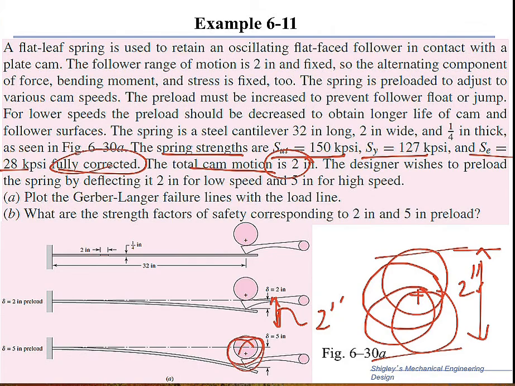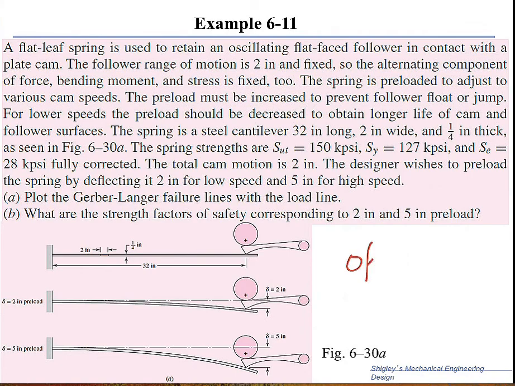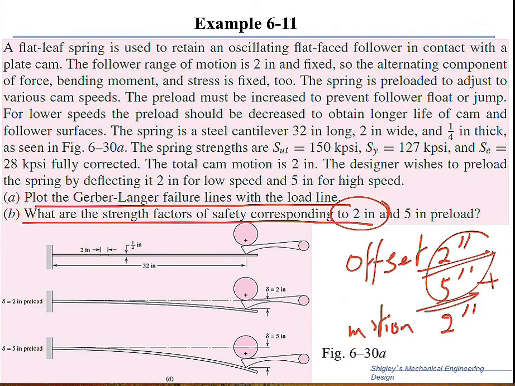So the cam design is such that we have two things. We have an offset from the beginning that can be 2" or 5", and we have motion, which is the up and down motion of 2" to be added to the offset. In other words, we want to design the system for two problems. One is 2" offset, and the other one is for 5" offset. And we want to plot the Gerber-Langer line, failure lines, and the load line. And we want to find the factor of safety corresponding to the 2" case and also to the 5" case.